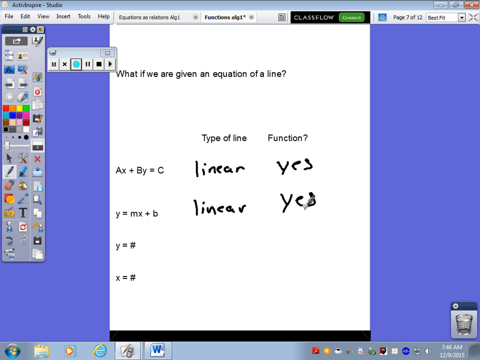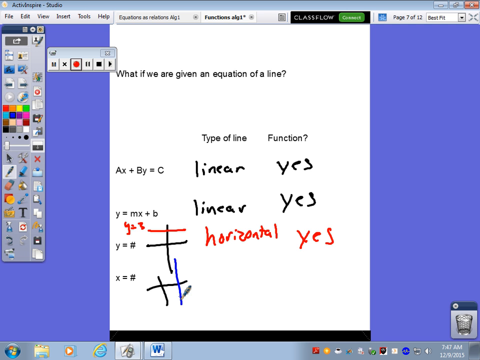If you're given a y equals, remember what that looks like. If this is my coordinate plane, y equals looks like this. For example, if this were y equals 3. Would that pass the vertical line test? Yes. It is a horizontal line, and it would pass the vertical line test. But if it's an x equals number, then that's going to be a vertical line. That would definitely fail the vertical line test, so that one is a no.